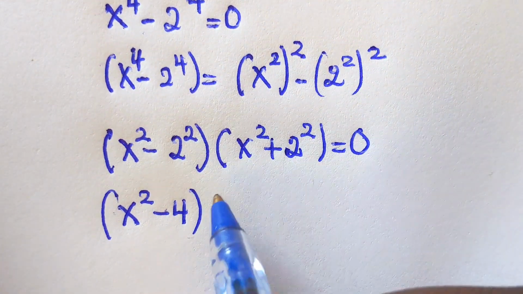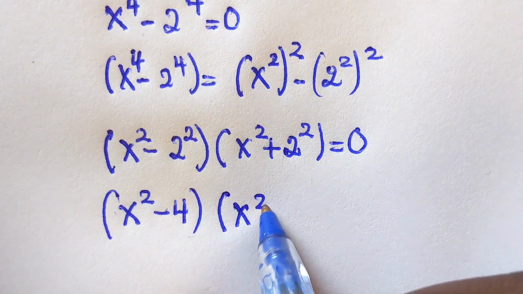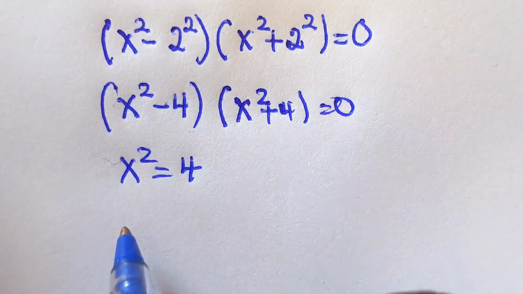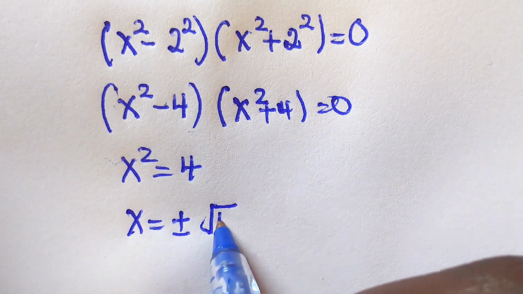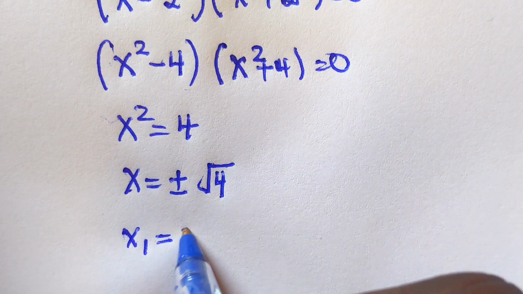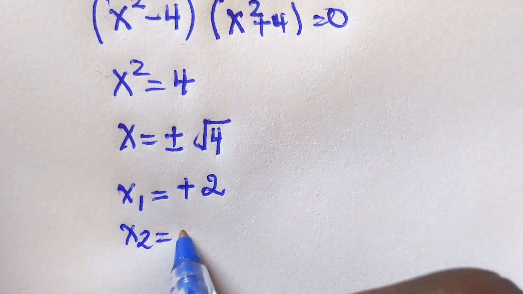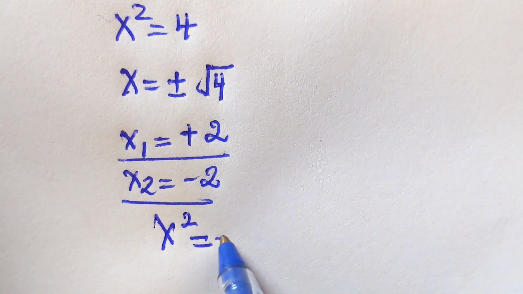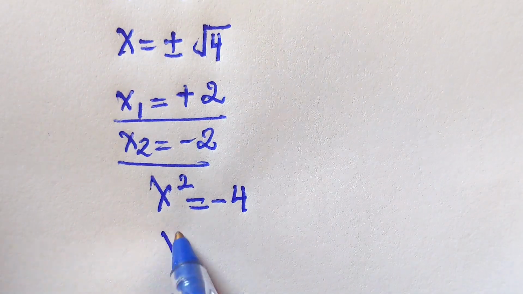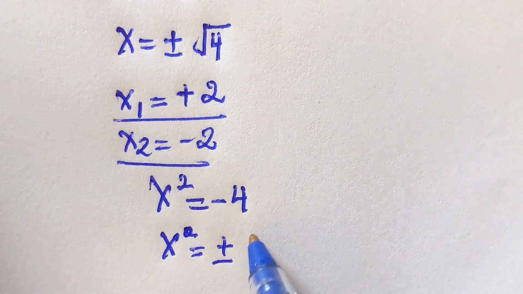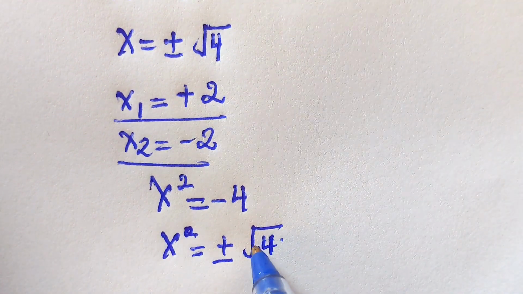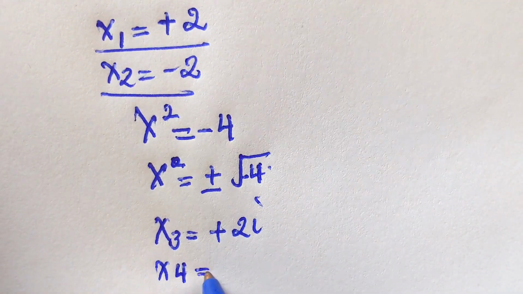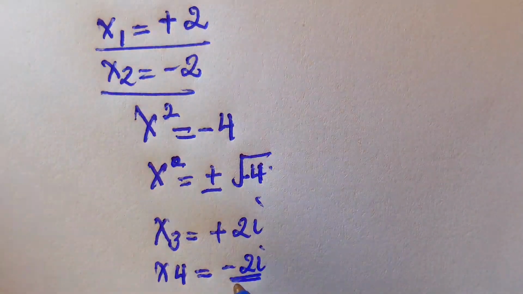From x^2 minus 4 equals 0 we say x^2 equals 4, so x equals positive or negative square root of 4. x1 equals positive 2, x2 equals negative 2. For x^2 plus 4 equals 0, we have x^2 equals negative 4, so x equals positive or negative square root of negative 4, so x3 equals positive 2i and x4 equals negative 2i.